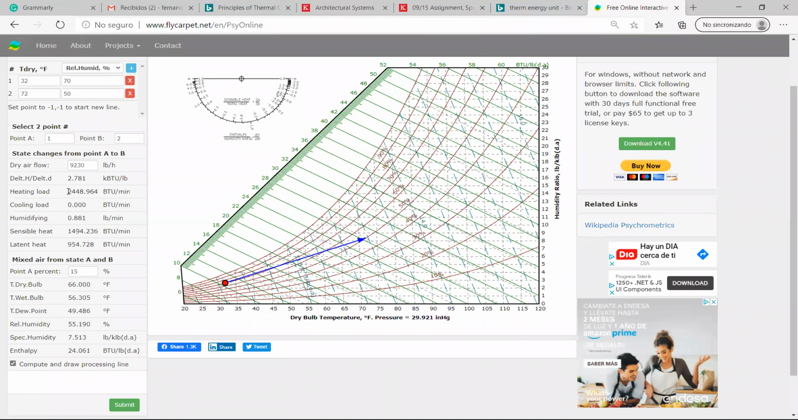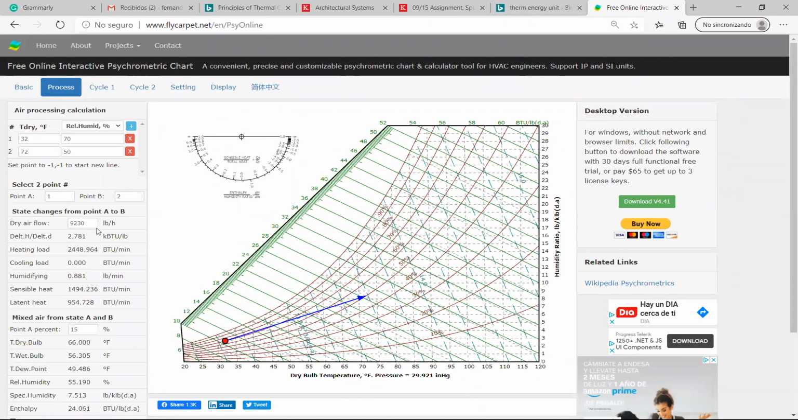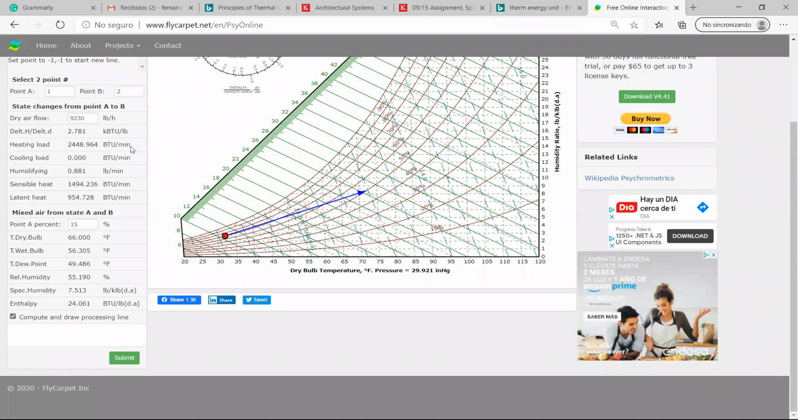And what do we have here? Here we have the heating load. You see that the heating load here is 2,448 BTUs per minute. Why don't we have BTU per hour? Well, I don't know. We have to ask Mr. Interactive Psychrometric Chart, because those are the units that he's using. But again, I only have to turn minutes to hours. It's a piece of cake. So this is 2,400, let's say 2,450.